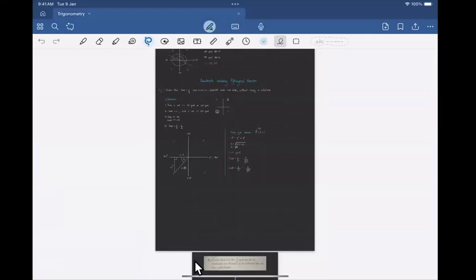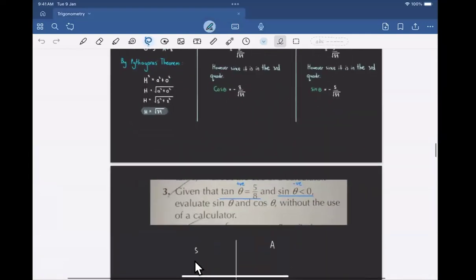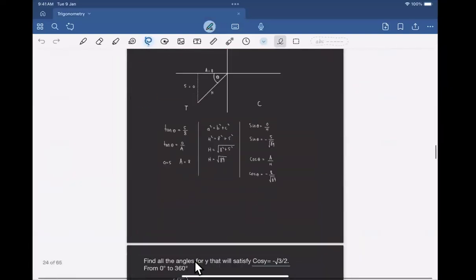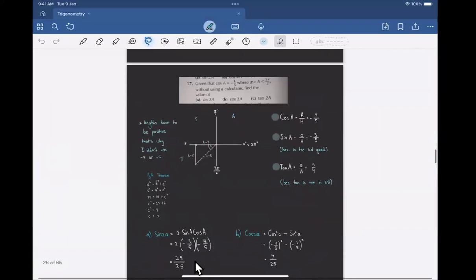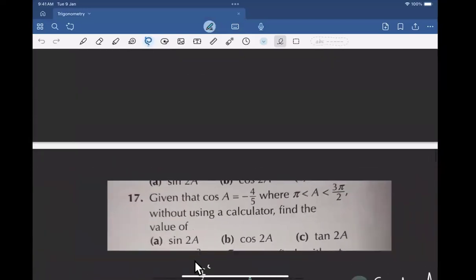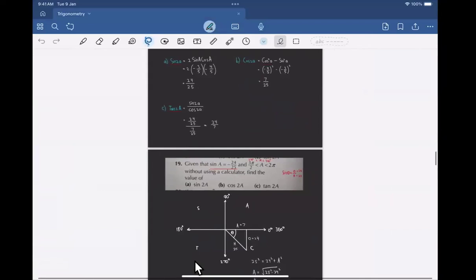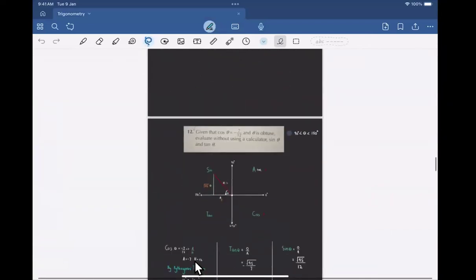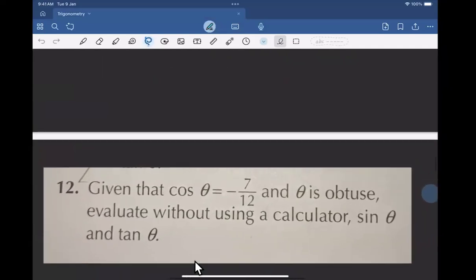So let me give you all a question. See if you all can figure out this one. Given that cos theta is minus 7 over 12 and theta is obtuse, evaluate without using a calculator sine theta and tan theta. See if you all can get this one.